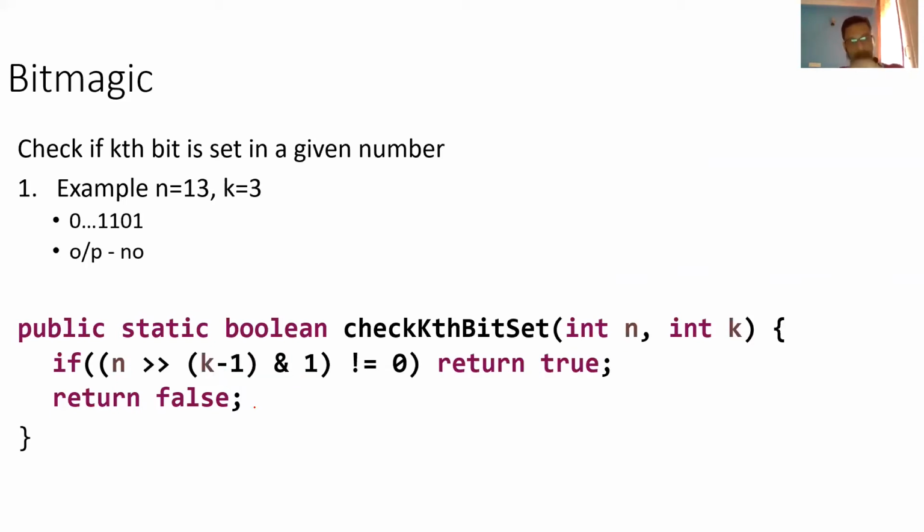So here also, I think I already explained. K minus 1th bit, right? First I will right shift n by this particular number k minus 1, and then I will AND with 1, and I will check whether it is 0 or not. So this is how it is being done.